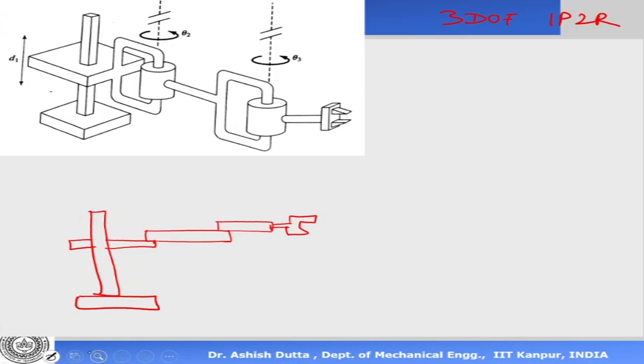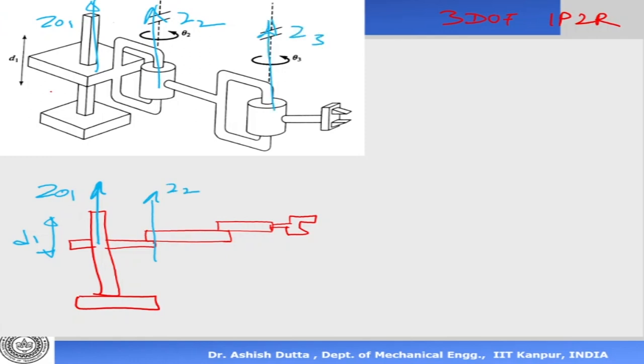Okay, so let's draw the axis. The z-axis is here, z0, z1. It's a prismatic axis, so this is my d1. Okay, the second axis is here, that is course. So this is my z0, z1. The second axis, z2, is there. That's my axis, so this is my z2 axis. The third axis is this one. This is my Z3 axis. Okay, I've drawn the link diagram.